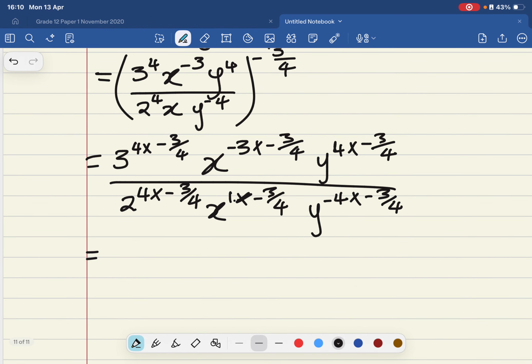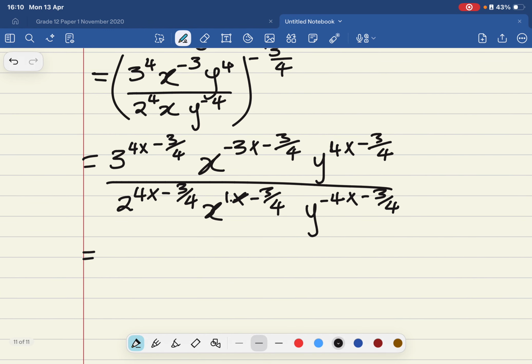Now let us multiply. When you multiply, let me use a different color. This 4 will take away this 4. Then you are left with 3. We are left with 3 to the power of, because a positive and a negative will give you a negative, 3. Then I have x.